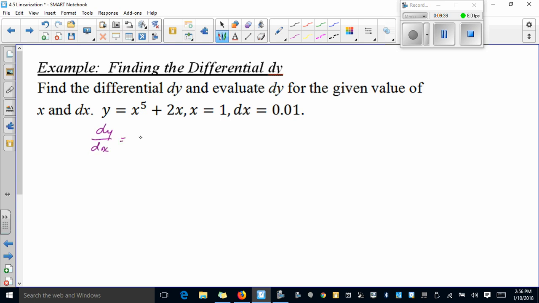And now we can plug everything in. So dy equals 5 times 1 to the 4th plus 2 times 0.01. So 1 to the 4th power is still 1, so 1 times 5 is 5, 5 plus 2 is 7. So this is 7 times 0.01. So dy is equal to 0.07. And it's still giving us that same little bit of information.